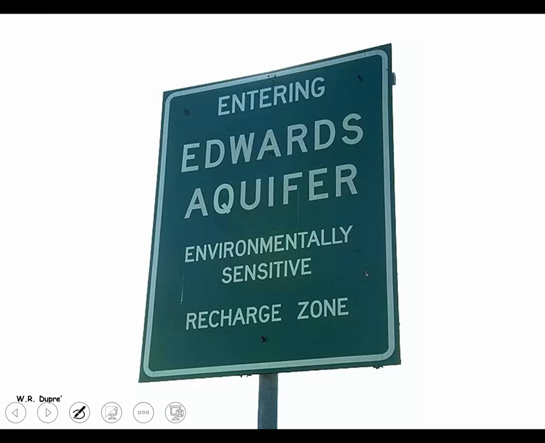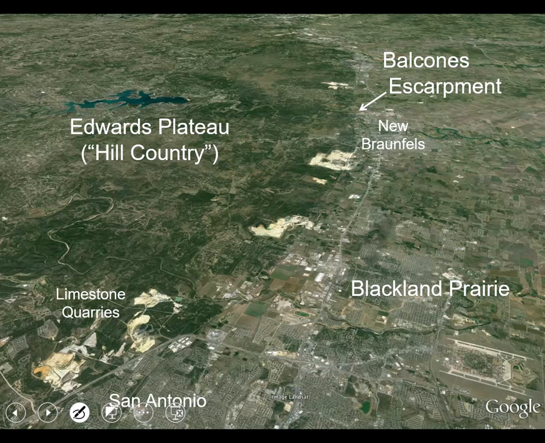So let's look at the Edwards Aquifer for a second. I mentioned earlier that you see signs all over the area letting you know that you're in it, or you're entering it, or you're leaving it. So they're very strictly controlling the land use in that area. So let's look at the area here.